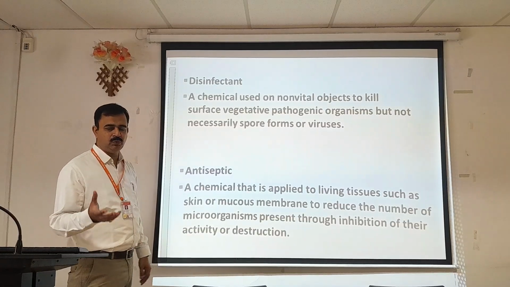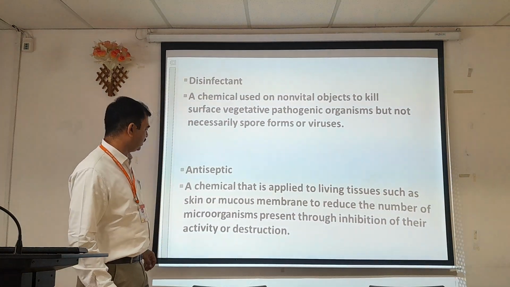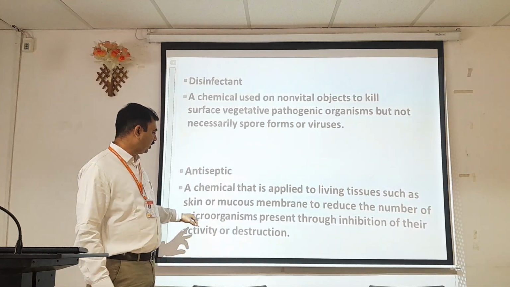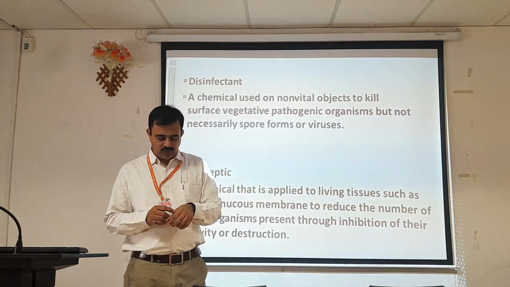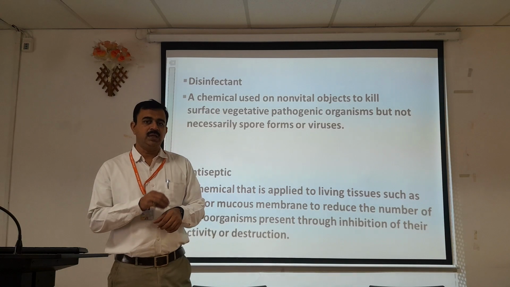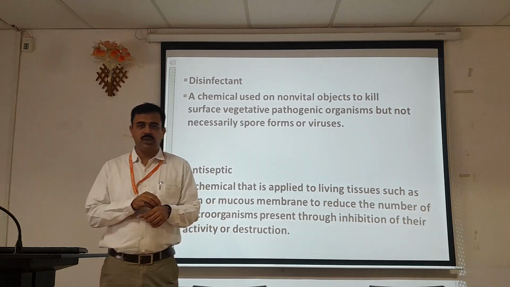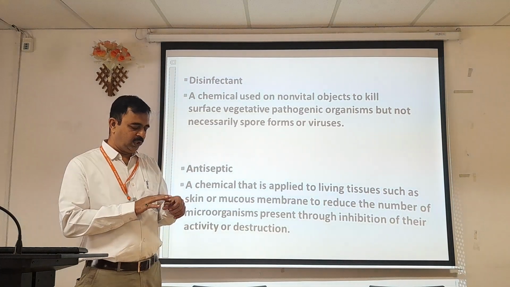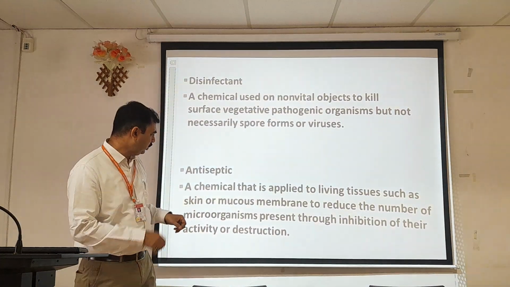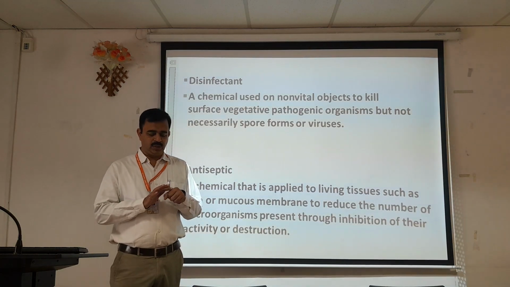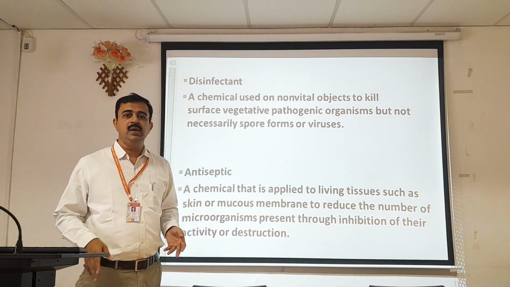Antiseptic. Whenever there is a wound or something, we apply an antiseptic. So what is an antiseptic? A chemical that is applied to living tissues such as skin or mucosal membrane to reduce the number of microorganisms present, through inhibition of their activity or destruction. So if I get a cut over here, what I put on is the antiseptic. It will cover the surface area, or penetrate inside where the mucous membrane is, and ultimately tries to kill the organisms present there and reduce the microorganisms so that they won't cause any further infections.